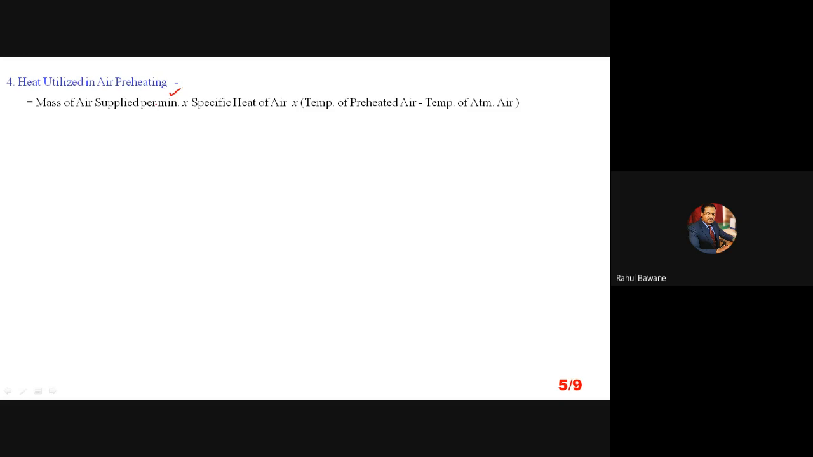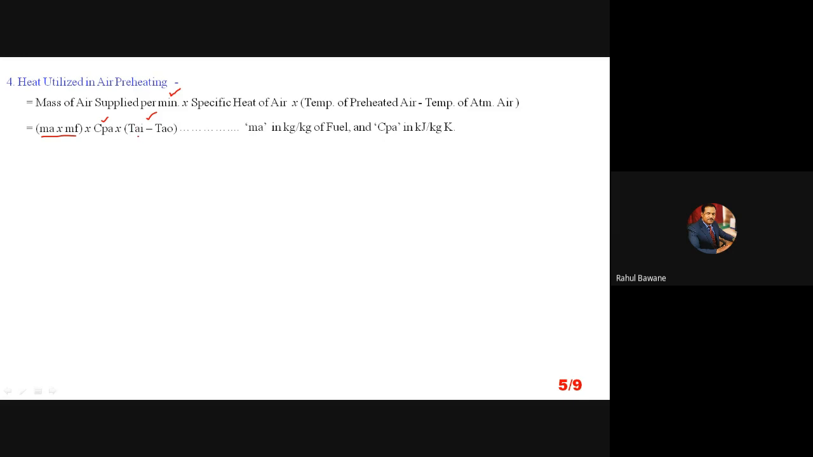So mass of air supplied per minute multiplied by specific heat of air multiplied by temperature change. So m Cp delta T, that is a very common form. So how do we come to know how much mass of air is supplied? Multiply by mass of fuel. So we get total mass of air supplied per minute, times CPA, that means Cp of air, specific heat of air, and change in temperature.